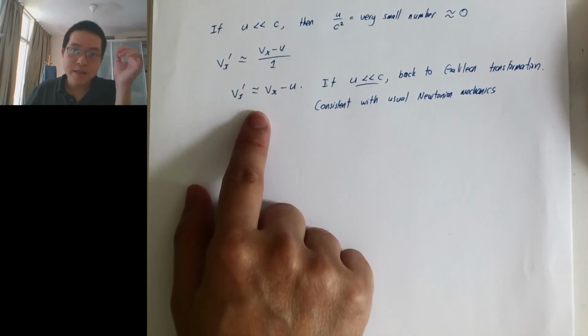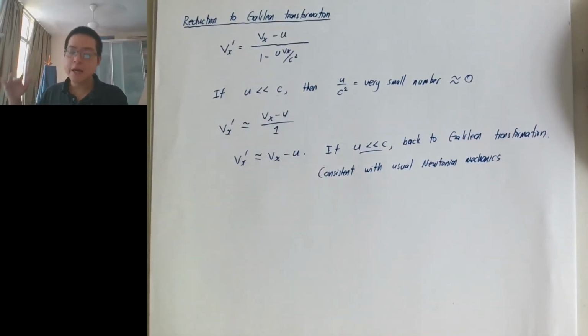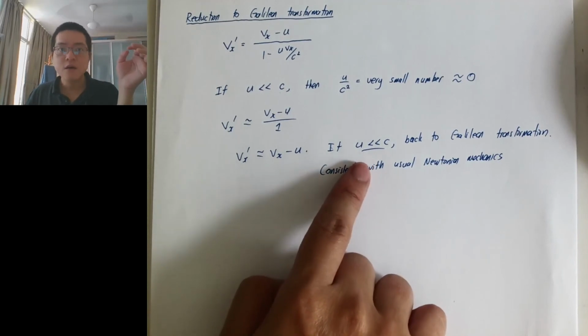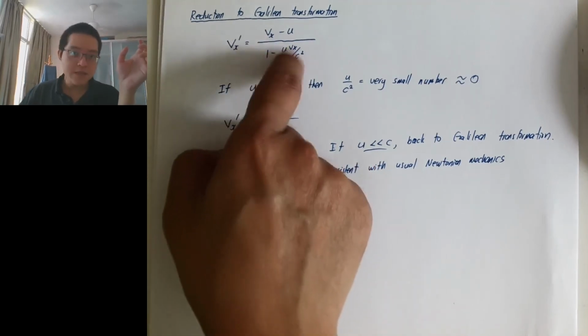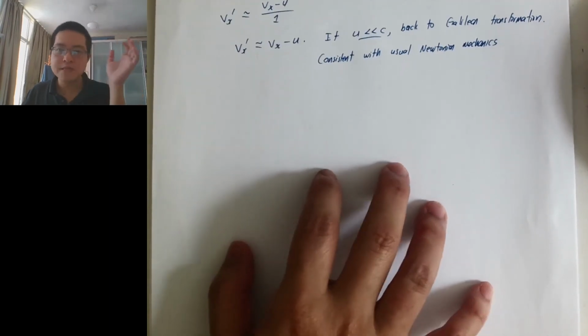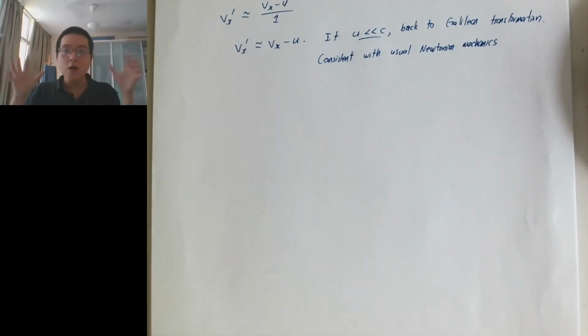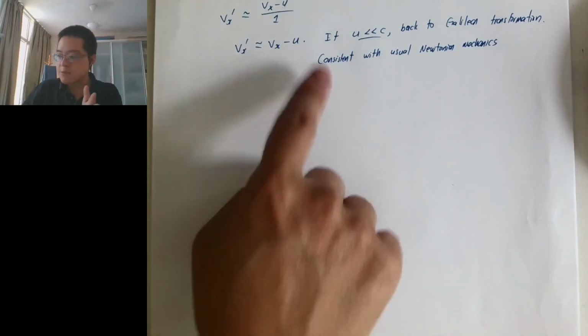But the true formula is one where, for all velocities, whether close to the speed of light or small, we can always use this formula. That's why people say special relativity replaces Newtonian mechanics, because it's a more general formula. It contains Newtonian mechanics as a special case.